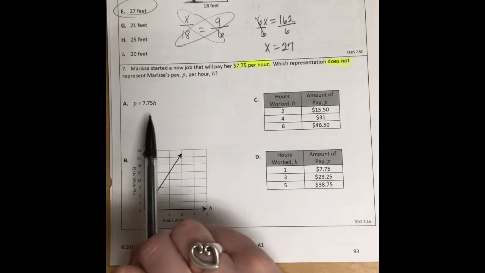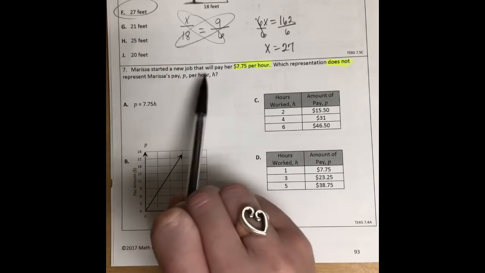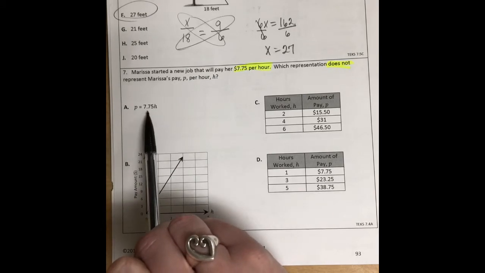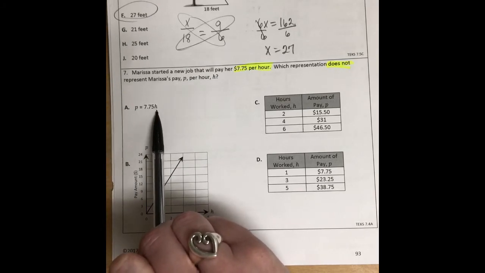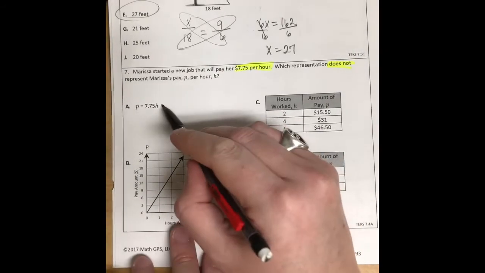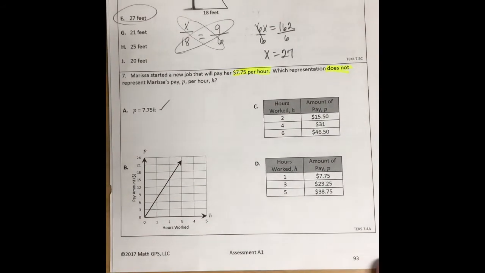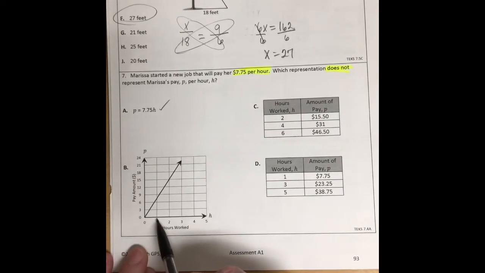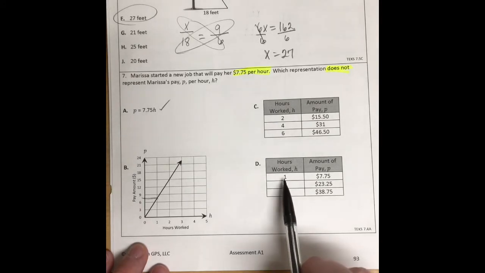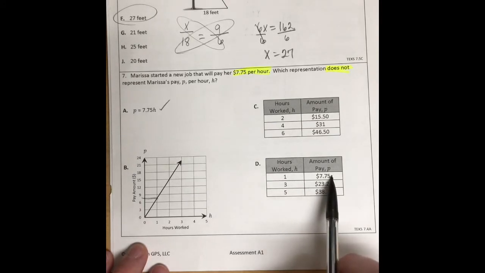Okay, so does it make sense? P stands for pay, H stands for hour. Does it make sense to do $7.75 and multiply it by the hours she worked to find her pay? Absolutely. This is how we calculate how much we get paid. Okay, so then let's look at the graph. If she worked 1 hour, would $7.75 be in between 6 and 9? Absolutely. This says 1 hour is $7.75.